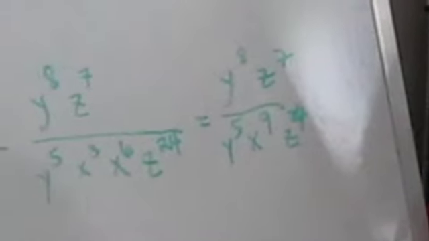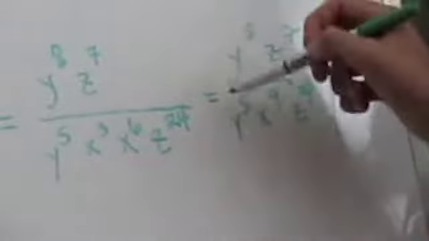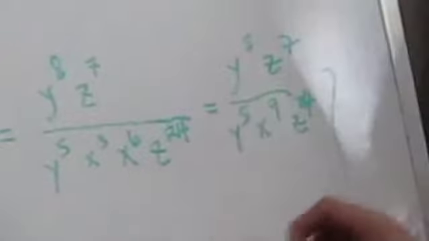Unfortunately, we are still not done. We have two y terms. When we divide the same term and it has exponents, we're going to subtract. So 8 minus 5, y to the 3rd. Z to 7.